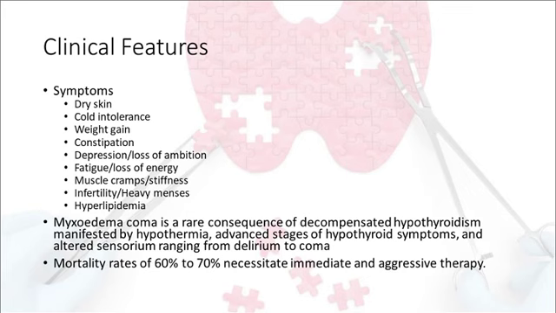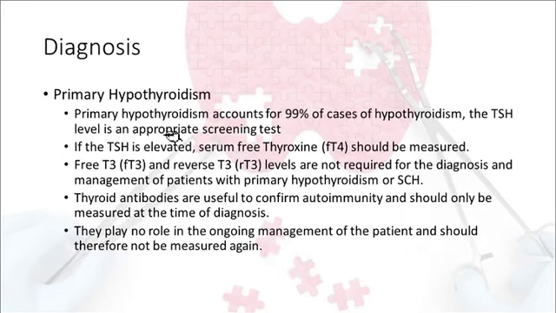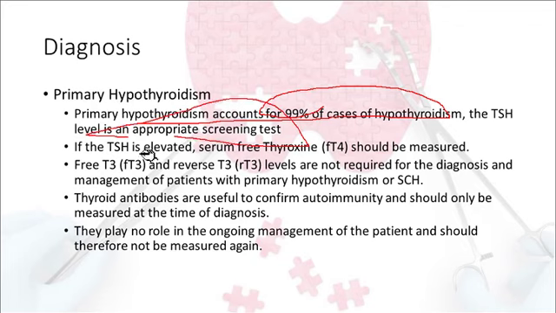In terms of diagnosis, primary hypothyroidism accounts for 99% of all cases of hypothyroidism, and it will be the TSH level which is elevated, and that is the appropriate screening test. If TSH is elevated, serum free T4 levels should be measured. Free T3 and reverse T3 levels are not required for the diagnosis of primary hypothyroidism, and the management of patients with primary hypothyroidism or subclinical hypothyroidism remains the same.